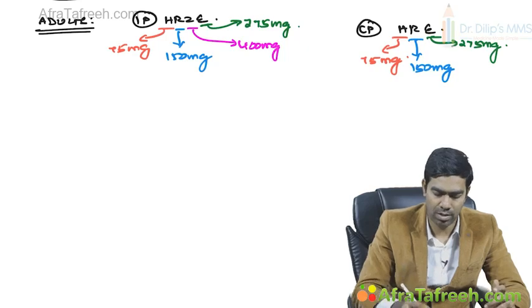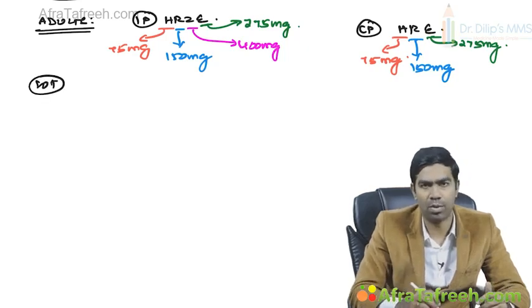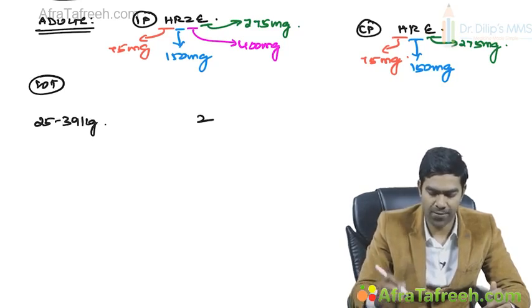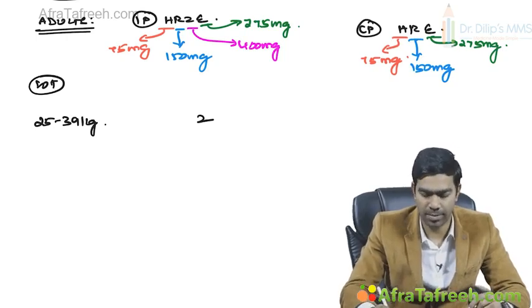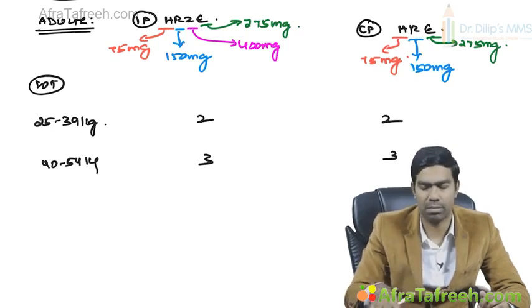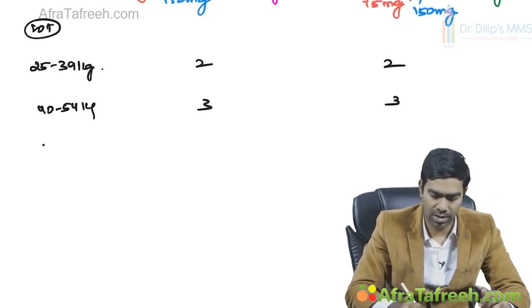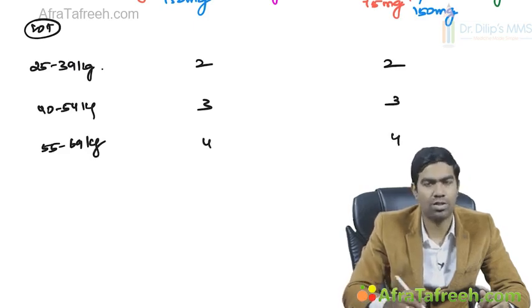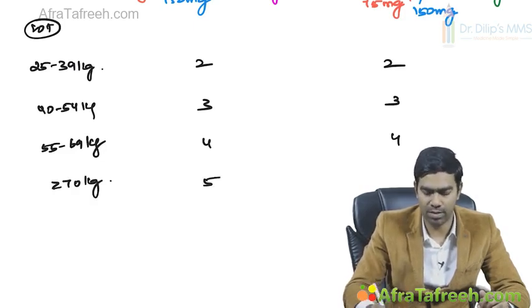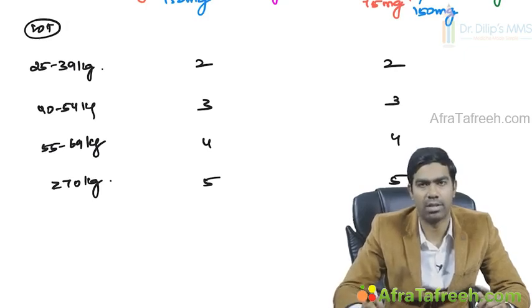So how are we going to change? Depending on the weight category, that's why I told you about weight bands here. If the patient is in the range of 25 to 39 kilogram, we are going to give 2 tablets in the intensive phase and 2 tablets in the continuation phase. If the patient has a weight of 40 to 54 kilogram, I'm going to give 3 tablets in the intensive phase and 3 tablets in the continuation phase. If the patient has 55 to 69 kilogram, then I'm going to give 4 tablets each in the intensive phase and continuation phase. If it's more than or equal to 70 kilogram, then we'll be giving 5 tablets in the intensive phase and 5 tablets in the continuation phase.